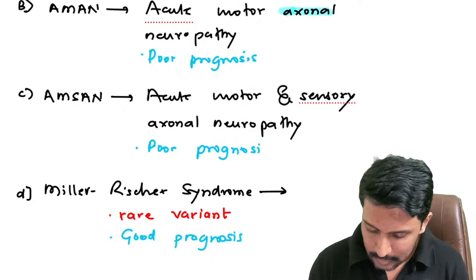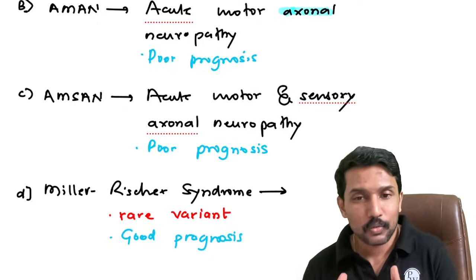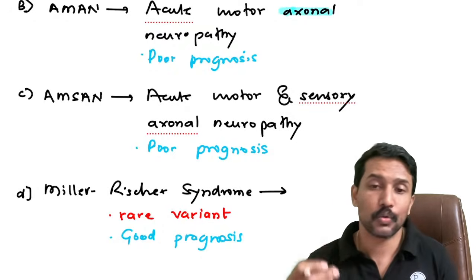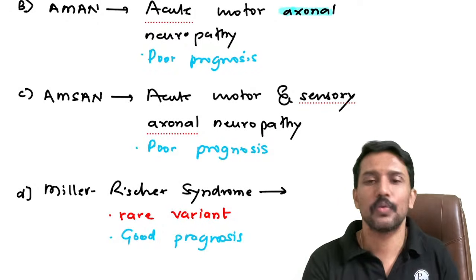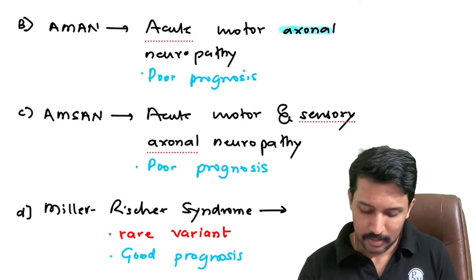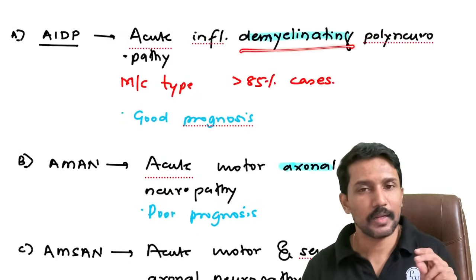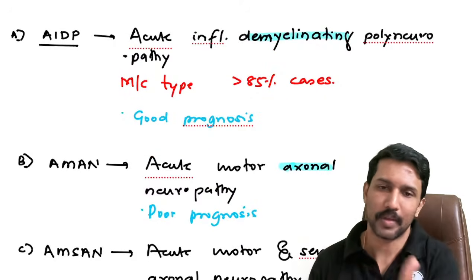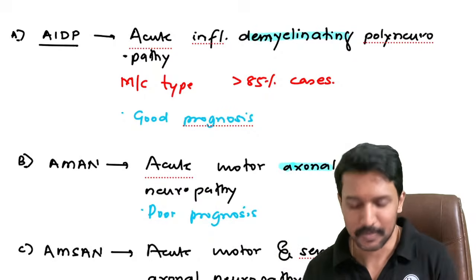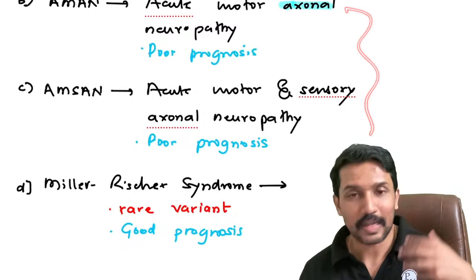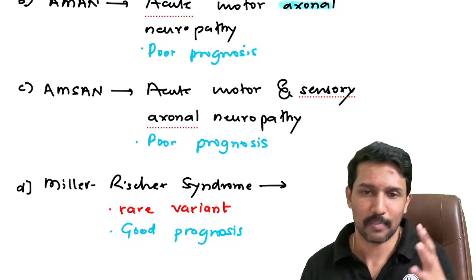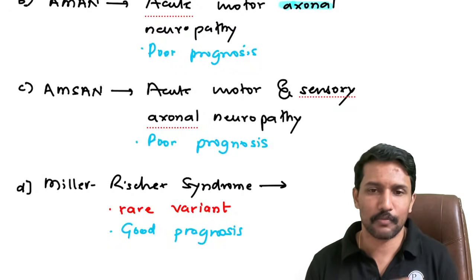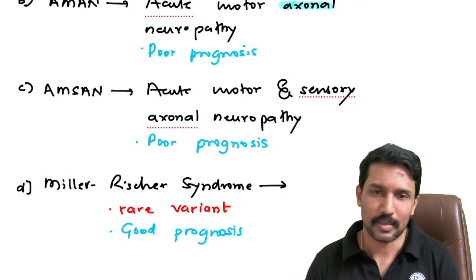The reason is it is easier for the body to remyelinate than to regenerate an injured axon. So axonal injury is more difficult to recover from than demyelination. If there is demyelination, we can easily recover. That's why this carries good prognosis. These patients' chances of going back home without dying in the hospital are high. AMAN and AMSAN patients are more likely to land up on a ventilator, because the condition progresses and it takes quite a bit of time for the axonal injury to settle.